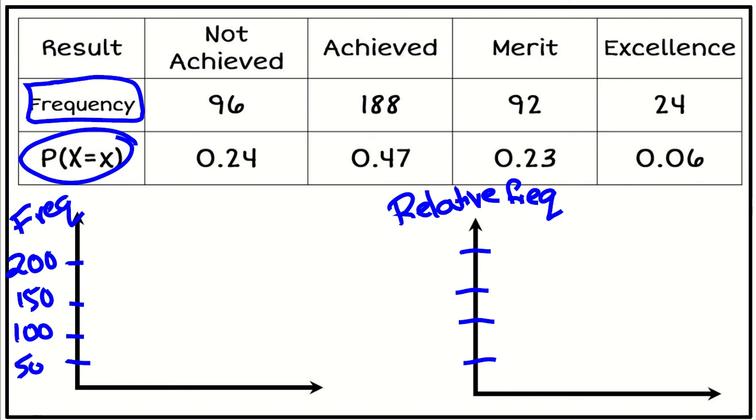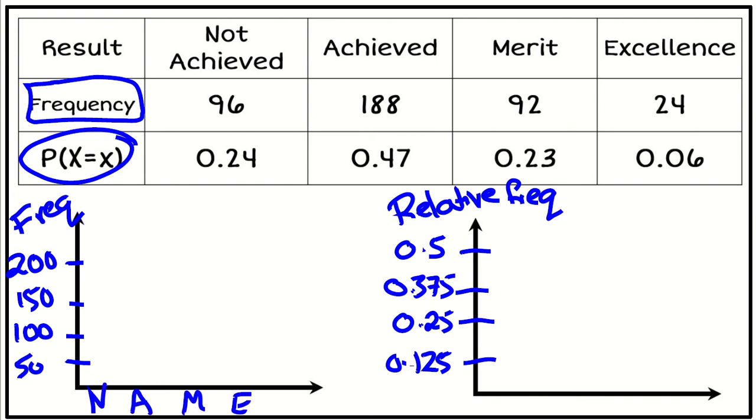So we can say our highest probability there is 0.47. So let's go up to 0.5. Half of that is 0.25. And 0.125 and 0.375. So that's the differences. I'm going to draw each of these two graphs. The shape and everything will be very similar. In fact, the shape will be the same. So what I've got across my x-axis is my grades N, A, M, and E. So that's the same on both types of graphs. And now I just want to draw them as a bar graph.